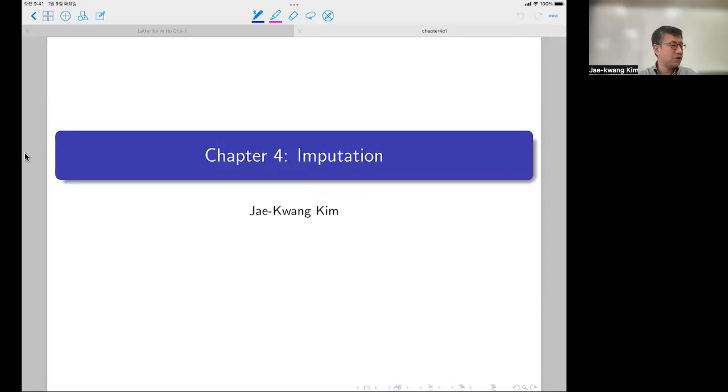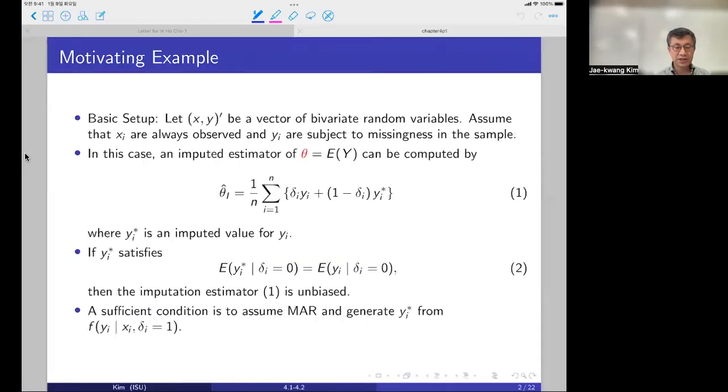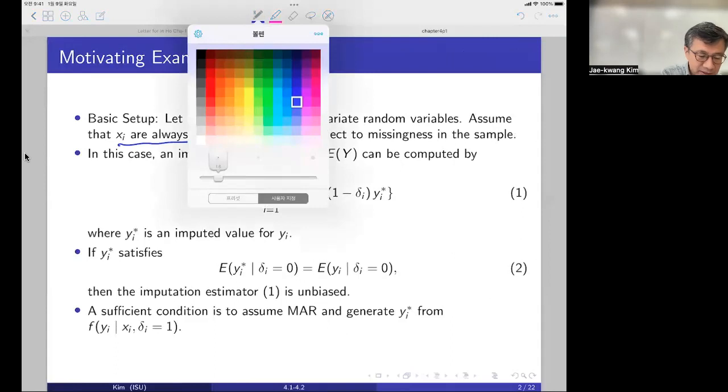So let's move on to chapter 4, imputation. So here's a motivating example. We have X and Y random variables. X is always observed, and Y is subject to missingness.